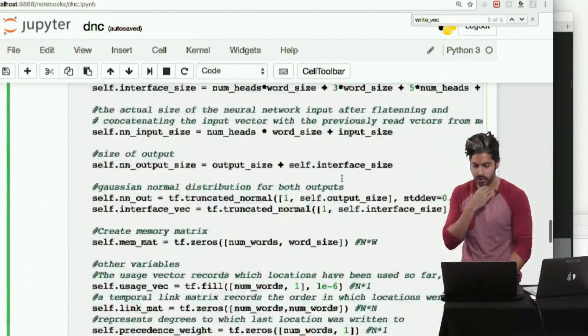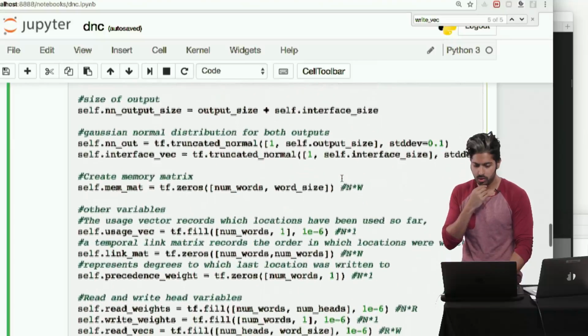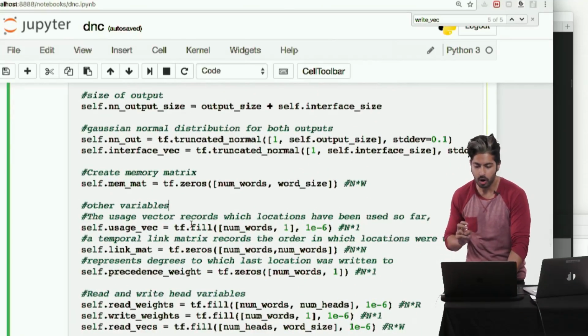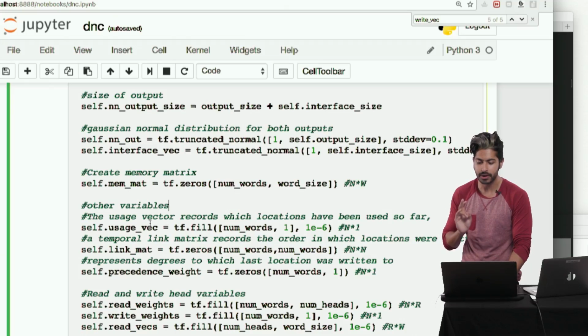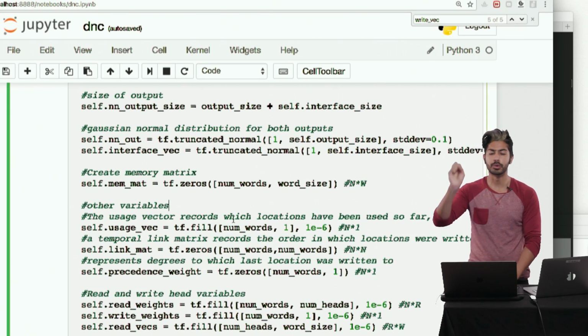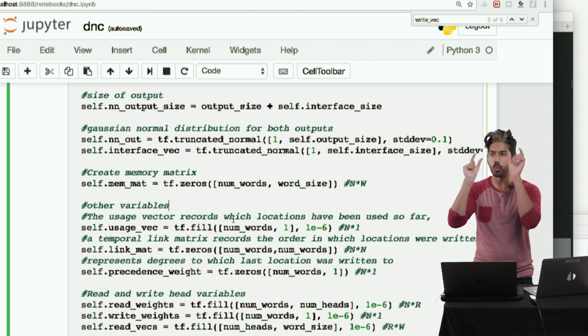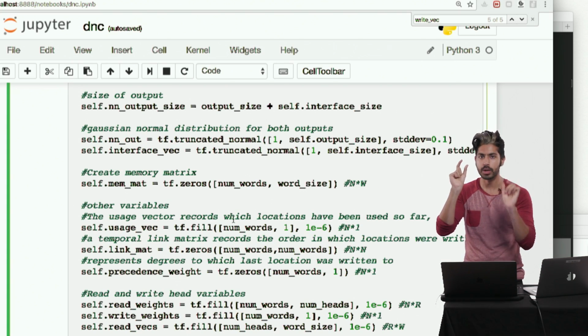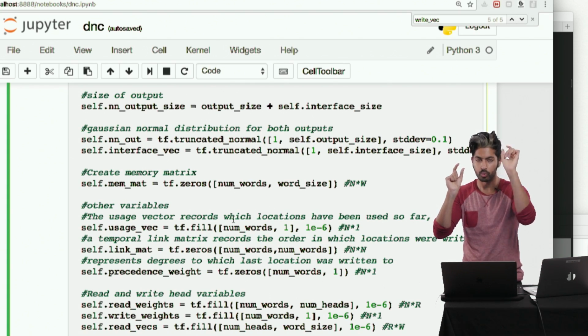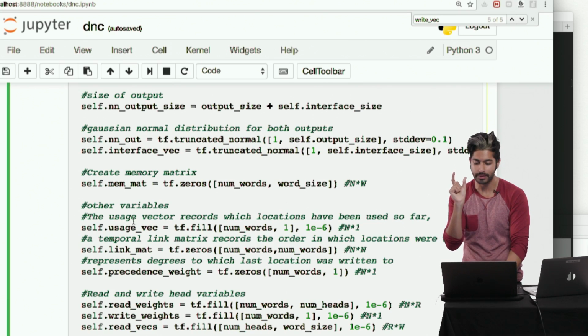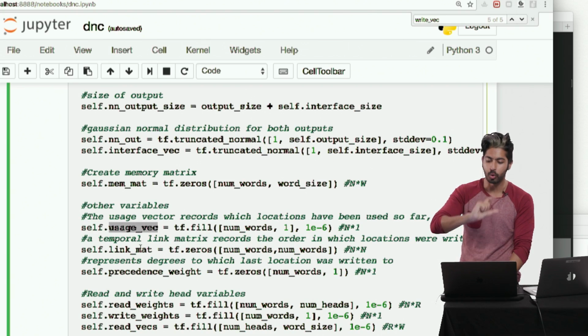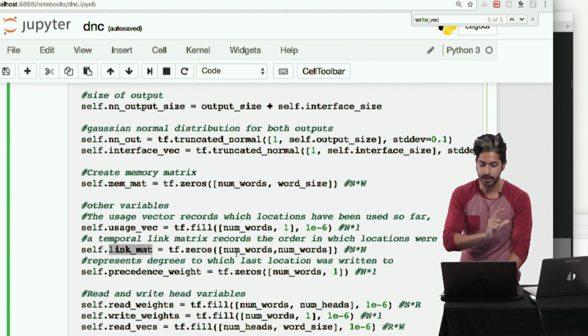Okay, so we have our usage vector, and the usage vector is going to record which locations have been used so far. It's deciding where in the memory bank we have read and written to before, and then we'll store that there. And we'll use that usage vector to then define our temporal link matrix later on.